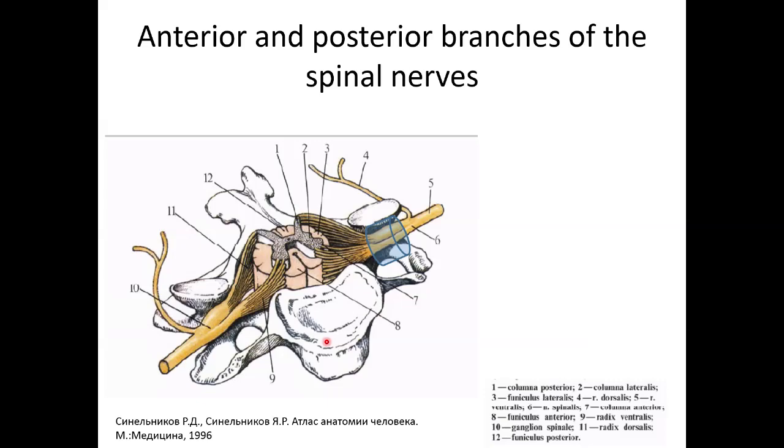First of all, I'd like to demonstrate to you this canal which is situated between two vertebrae. This blue color bone canal is foramen intervertebrale. Foramen intervertebrale. It contains ganglion spinale. Ganglion spinale here.